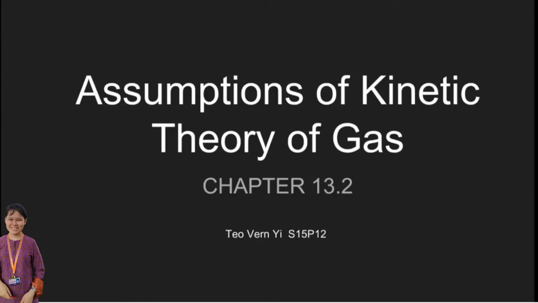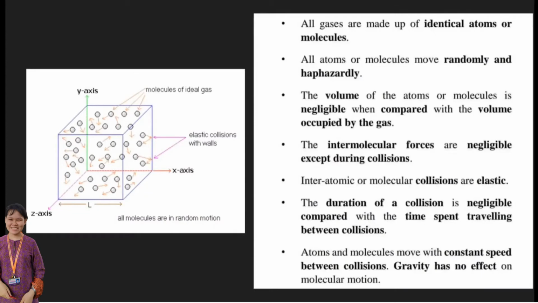Today I am going to sum up the subtopic, chapter 13.2, Assumptions of Kinetic Theory of Gas. Before we learn about the assumptions of kinetic theory of gases, we must know what the kinetic theory of gases is. To study the action of gas molecules, we must use a theoretical model, and this model is known as kinetic theory of gases. So there are 7 postulates for kinetic theory of gases.